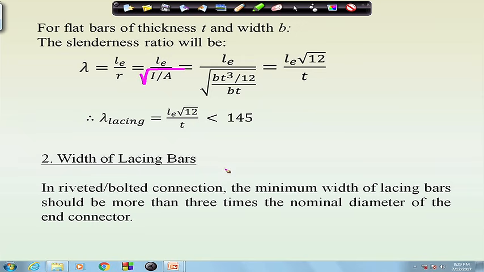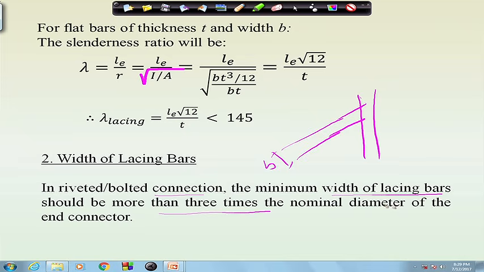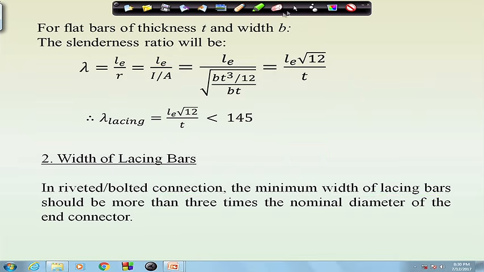Now, how do we find out the width of lacing bar? If lacing bars are provided, width of lacing bar, if we say B, then in bolted and riveted connection, the minimum width of lacing bars should be more than 3 times the nominal diameter of the end connector. That means, B should be more than or equal to 3 into D. The width should be minimum 3 times D. D is the diameter of the bolt or rivet.